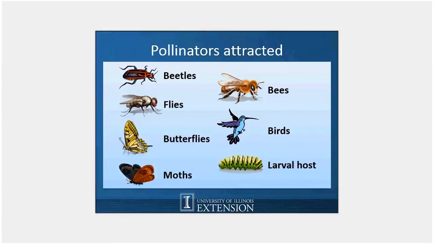So before Callie starts, we've got a little key on our plants that we've picked. Each of those plants will have some pictures along with them: a picture of a beetle, a fly, a butterfly, a moth, a bee, a bird, or a caterpillar. These will correspond to what types of pollinators they attract, or whether or not they are a larval host for different caterpillars, moths, or butterflies. So with that, I will turn things over to Kelly.